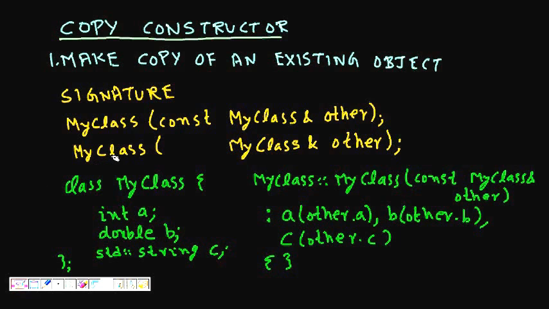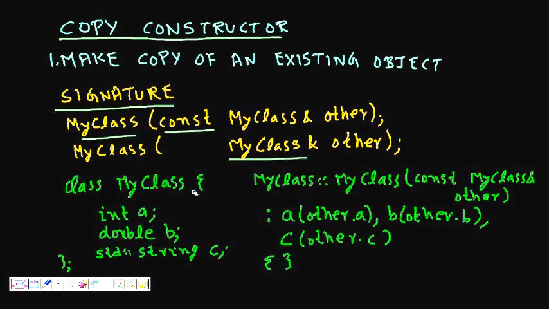The signature basically looks something like this: MyClass(const MyClass& other), or MyClass(MyClass& other). So these are the two signatures. A copy constructor is a constructor, and it says what we need to copy. I will copy an object which is of the type of that class itself. So I will pass a reference to MyClass itself, and I can make it const so that it cannot change the object from which I am copying. Otherwise, even if I don't make it const, it will work fine.